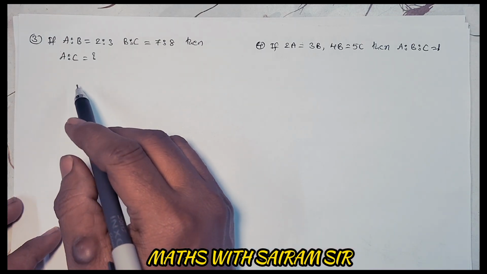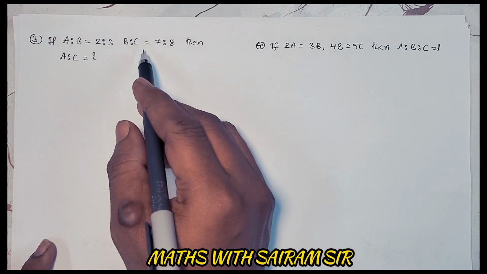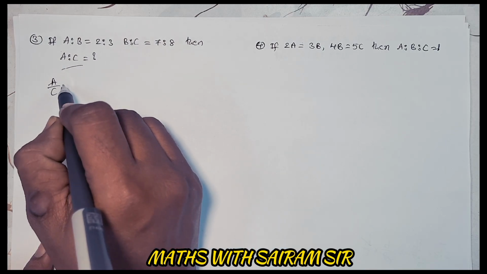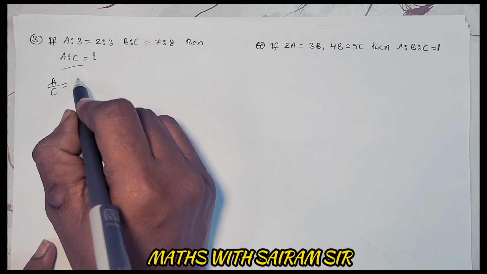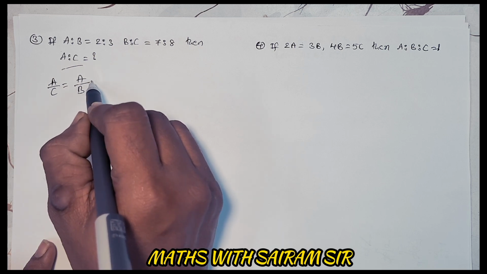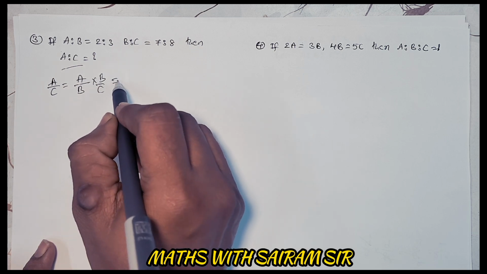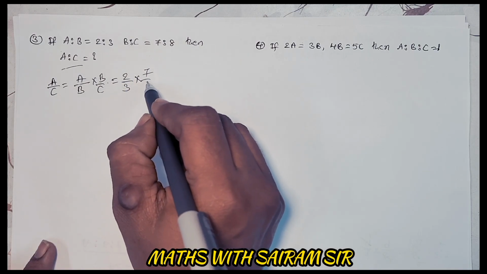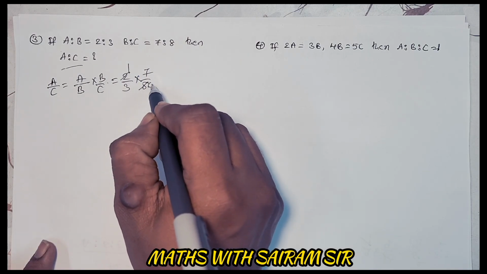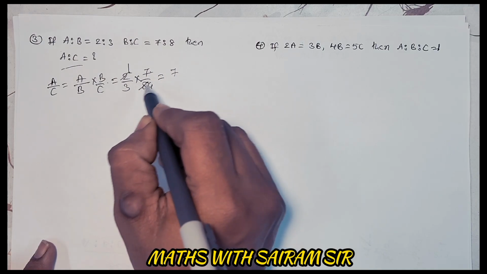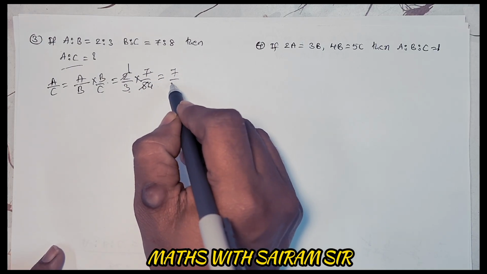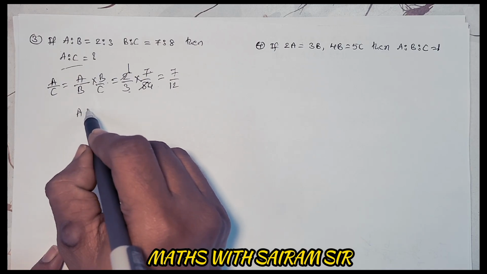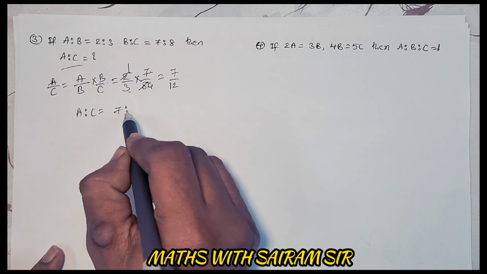Okay, now let us see the next question. Let us see the third question. If A is to B is 2 is to 3 and B is to C is 7 is to 8, then we are asked to find out A is to C. So A is to C, I can write it as A by C, that is A by B into B by C. So we know the value of A by B as 2 by 3 and B by C value as 7 by 8. 2 1s are 2, 4s are, so we are left over with 1 7 7 and 3 4s are 12. So A by C is equal to 7 is to 12. By this we can write A is to C as 7 is to 12.